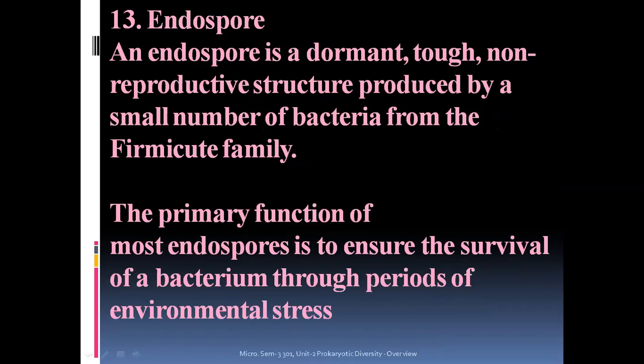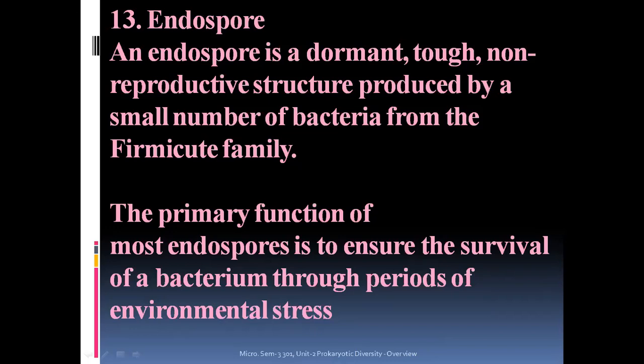Next is endospores. Endospores are tough non-reproductive structures which are dormant. What do you mean by the word dormant? Dormant means they are either inactive or not metabolically very active. They are produced by a small number of bacteria from the Firmicutes family. Bacillicutes, Firmicutes, these are all families of Bergey's Manual, that is, the classification of various types of microorganisms. So generally gram-positive bacteria form endospores.